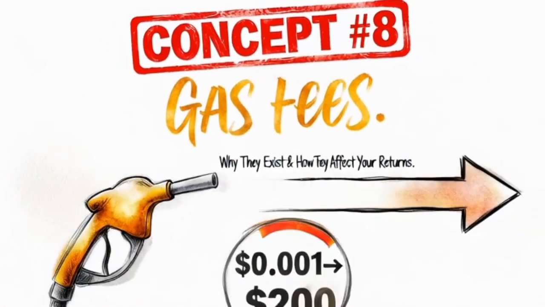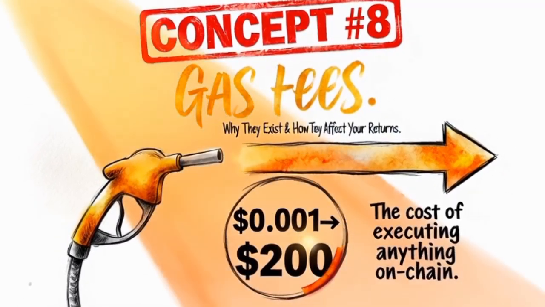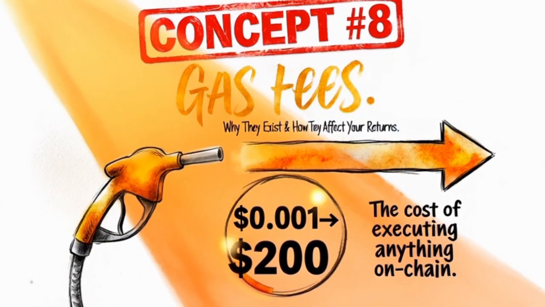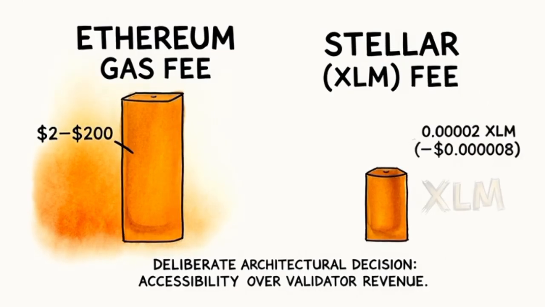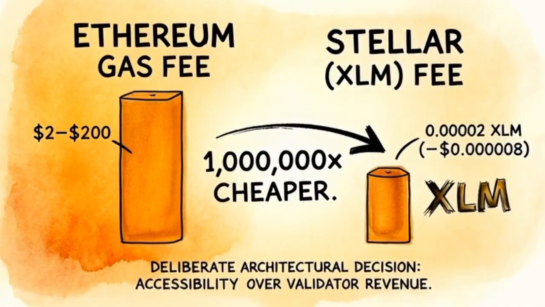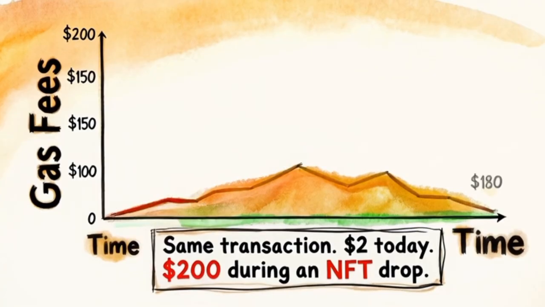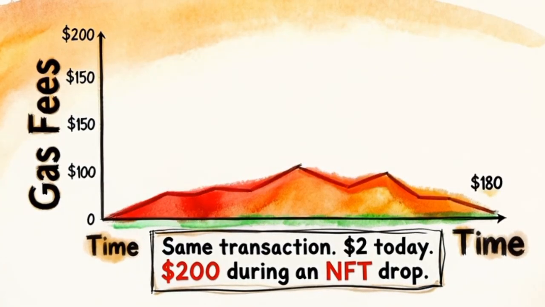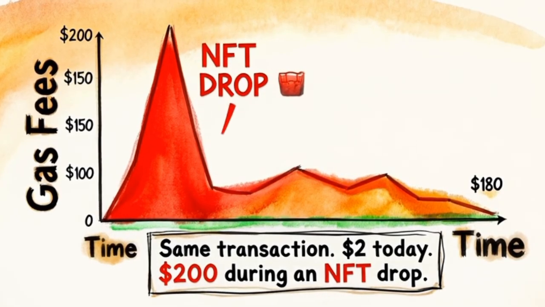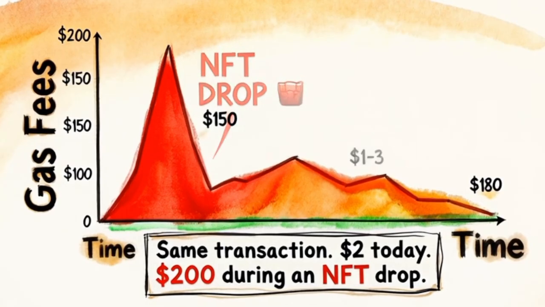Concept 8. Gas fees, why they exist and how they affect your returns. Gas fees are the cost of executing a transaction or smart contract on a blockchain network. On Ethereum, the network where gas fees are most significant and most discussed, they're denominated in a unit called gwei and fluctuate based on network demand. When the network is busy, during a popular NFT drop, during a major market move, during peak DeFi activity, gas fees can rise to hundreds of dollars for a single transaction. When it is quiet, they can be under $1.